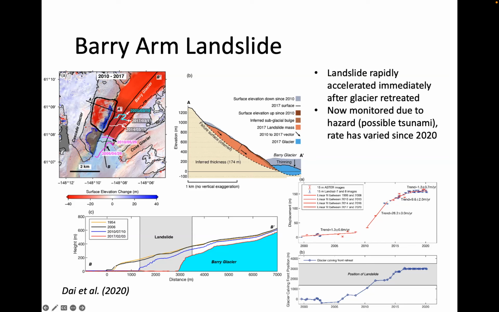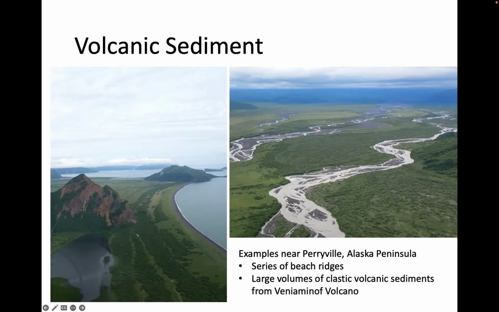And we also know when this landslide started to move in a serious way. Barry Glacier has been retreating. You can see in the colors the extent of the glacier, and basically the glacier retreated past the current location of the landslide in about 2006 to 2008. Immediately after the glacier retreated, the landslide started to accelerate. So the landslide was clearly being buttressed in some respect by the glacier. And this particular landslide is now being monitored because of the potential for hazard.